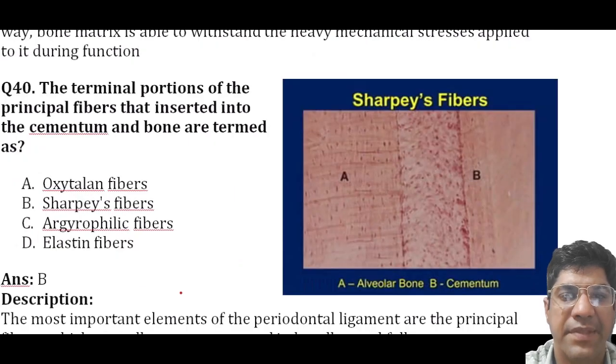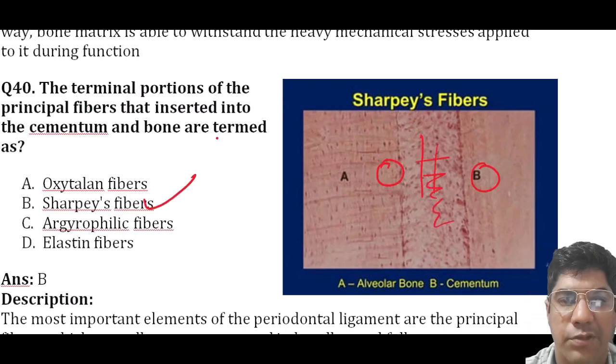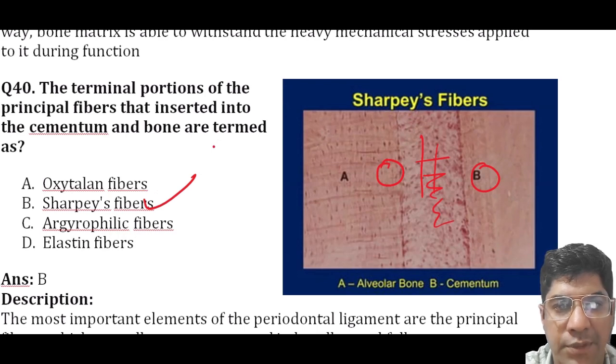The terminal portion of the principal fibers that insert into cementum and bone are termed Sharpey fibers. These fibers originate from the principal fibers within the periodontal ligament. As the principal fibers extend from the root to the surrounding bone, their terminal portion becomes embedded into cementum. So these are the Sharpey fibers. The main role of Sharpey fibers is to hold the tooth firmly within the bony socket. They act as a shock absorber.